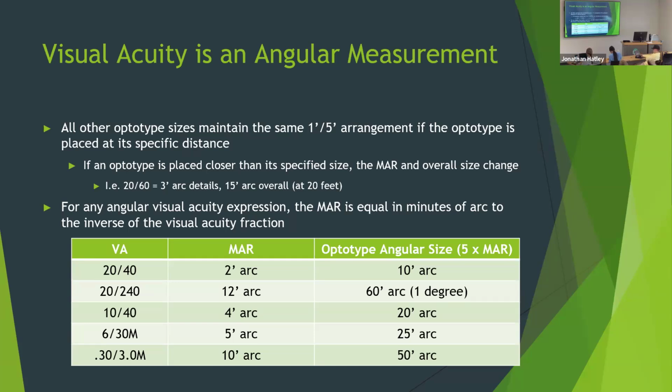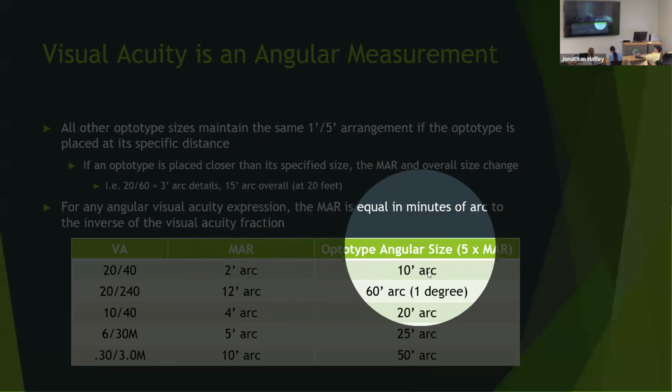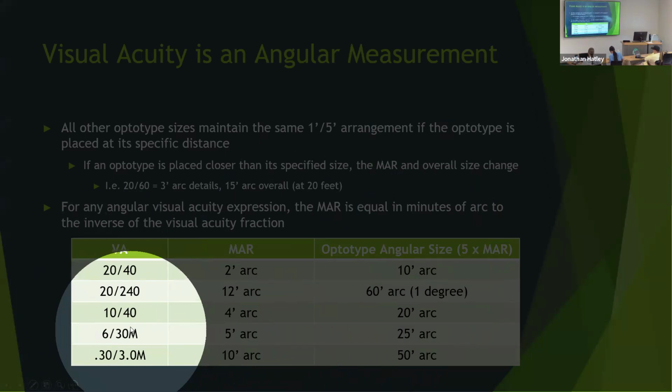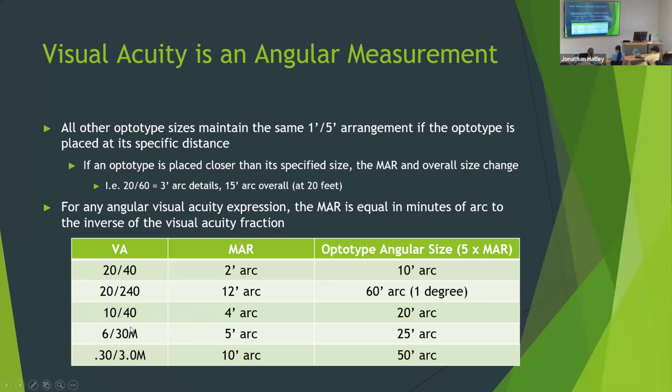But I want to start talking about M acuities. And sometimes these are a little bit scary because maybe you haven't used them a lot. You're probably familiar with them, but you may not have used them a whole lot. So I want to start establishing the relationship between this MAR and overall angular size to the M acuities, just to prove that Snellen and M acuities are basically intrinsically the same in terms of MAR and overall angular size of that optotype.